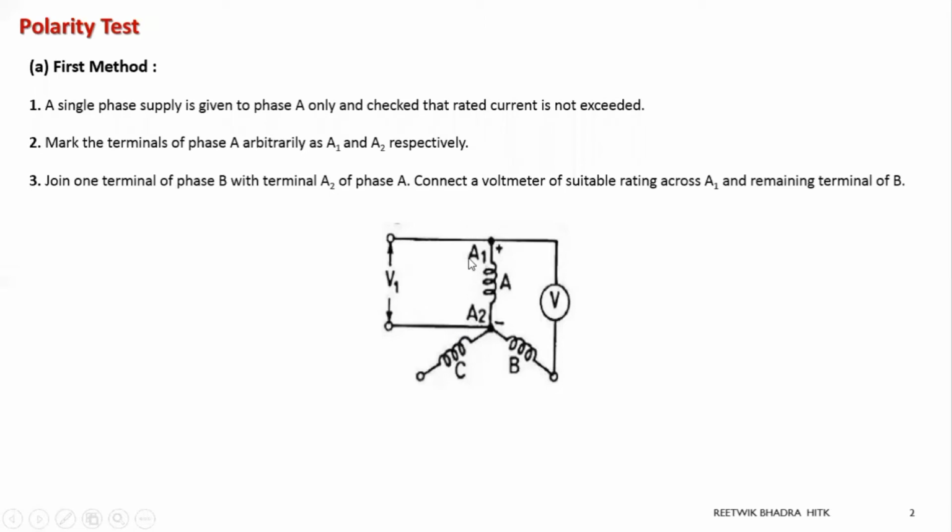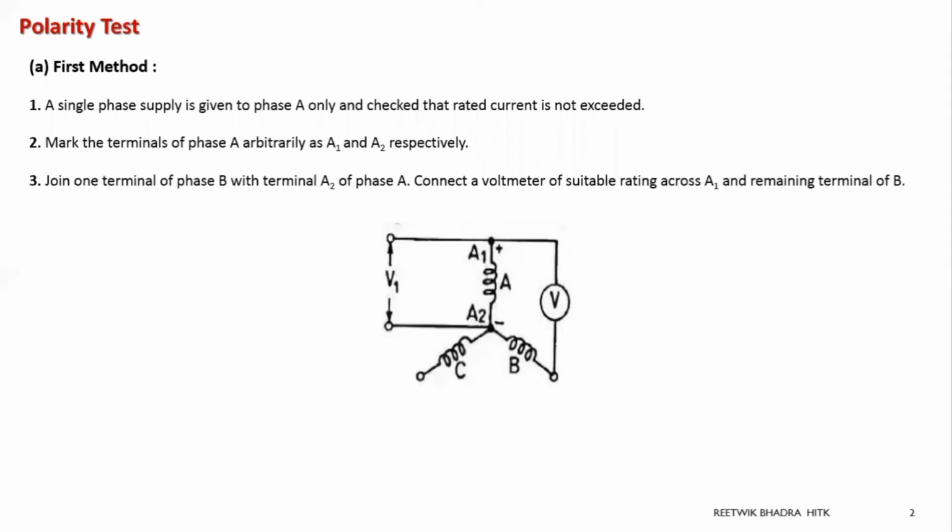Mark the terminals A1 and A2 like this. Anywhere you can mark, A2 as A1 also, A1 as A2 also, that is up to you. You mark these terminals arbitrarily. So my next point: mark the terminals of A arbitrarily as A1 and A2. First we have given a single phase voltage to any phase. Then we mark the terminals of A as A1 and A2, whichever you want to take, arbitrarily.